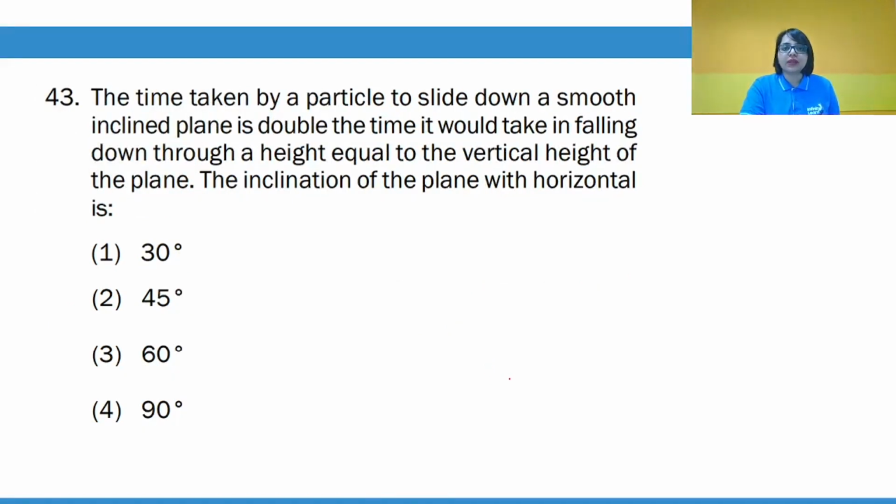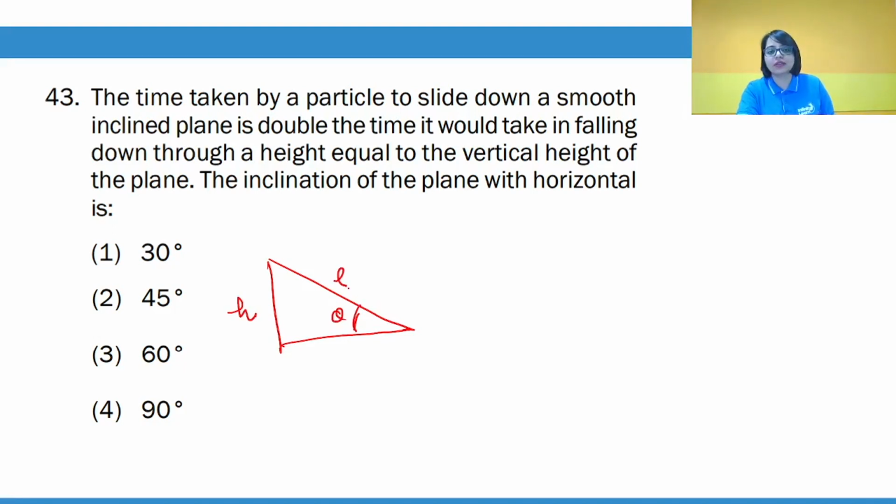The time taken by a particle to slide down a smooth inclined plane is double the time it would take in falling down through a height equal to the vertical height of the plane. The inclination of the plane with the horizontal is. Let's say this is the plane, this is the inclination angle theta, right? This is the height and this is L. So in this case, time taken is 2 times the time taken by the particle in dropping through the same vertical height h directly.